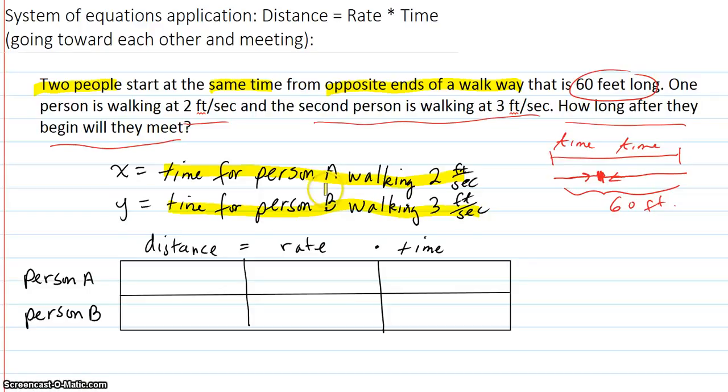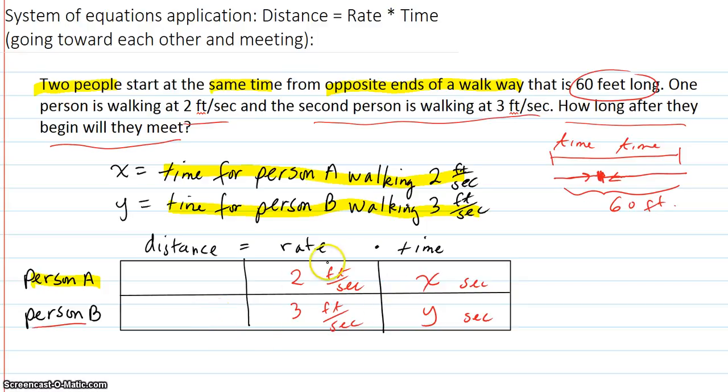So person A is walking 2 feet per second, and the time is the x. And person B is 3 feet per second, and that's for y seconds. And if you multiply rate times time there, you're going to get feet. And that's what we want for distance. So 60 feet is the whole thing, so the whole distances add up to 60.